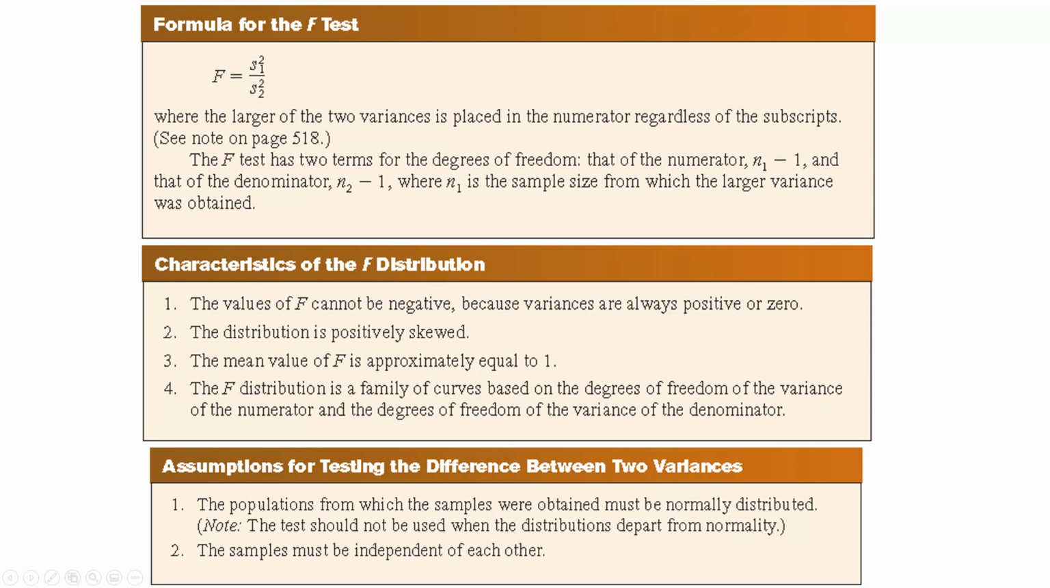Okay, so the larger variance should always be placed in the numerator of the formula, regardless of the subscript. So we have to bear that in mind. And then for two-tailed tests, the alpha value must be divided by 2 and the critical value placed on the right side of the F curve.